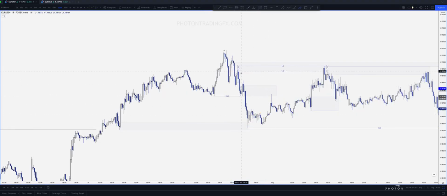We have these supply zones here to look at. So what's one tool we can use to help us pick, or filter out, the zones? We can use premium and discount. Okay, so this one's pretty much in a discount.